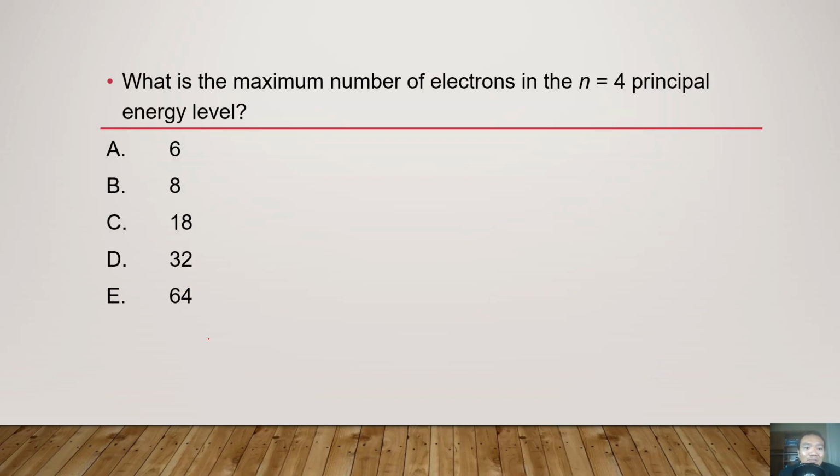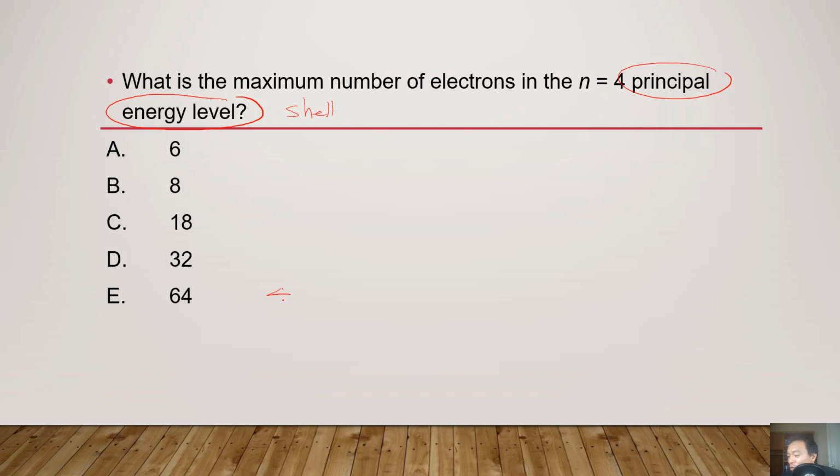Next question. What's the maximum number of electrons in n equals 4 principal energy level? How many electrons can reside in n equals 4? Here you have a slightly different way to describe it. Principal energy level is the same as the principal shell, or simply you call that a shell, or n equals 4, shell number 4.